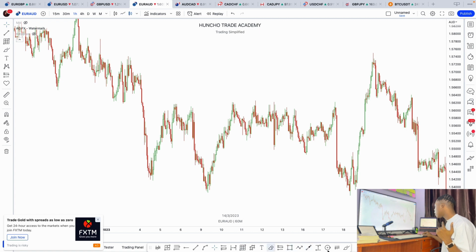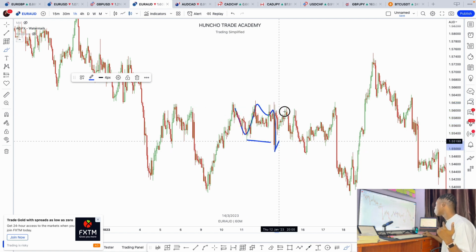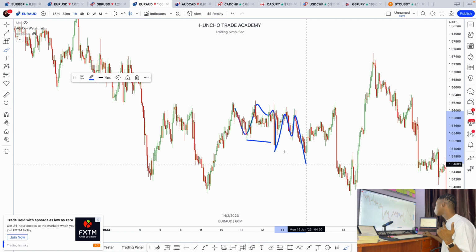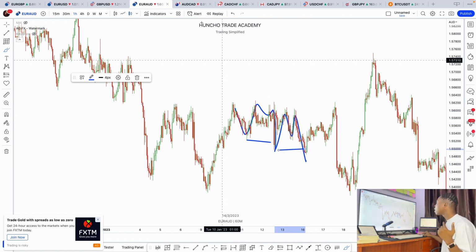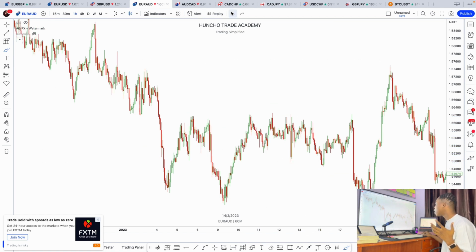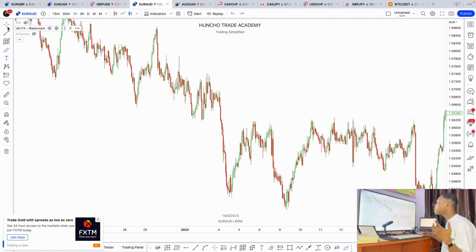So after this ranging market, right? After this ranging market here, we have a break of this structure, right? A break of this structure, a pullback, another break of this structure, right? It's now confirming that the market is in a bearish environment. But on the higher time frame, it is just a liquidity on the higher time frame.